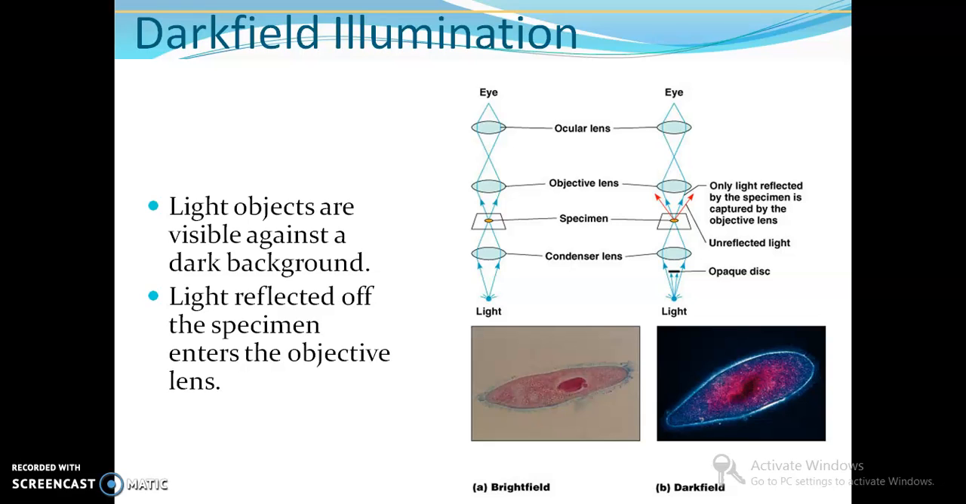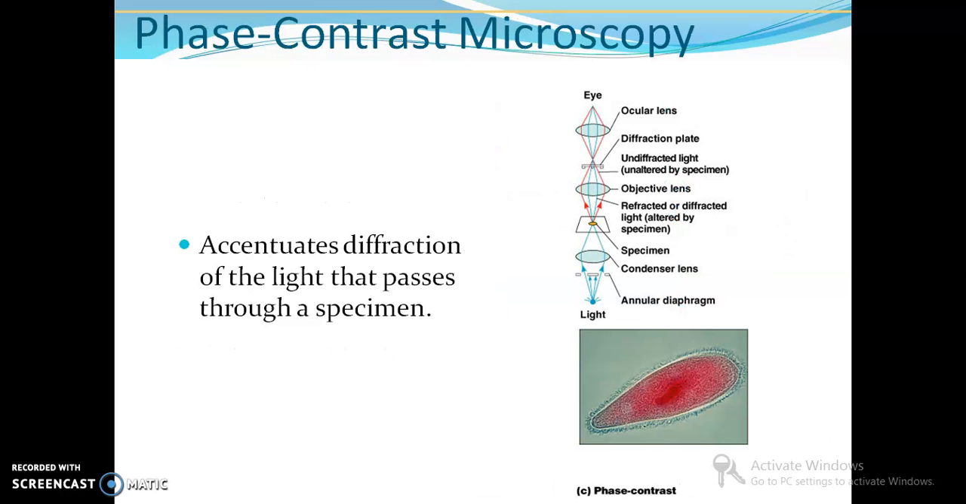In dark field microscopy, a special condenser is used so that only light reflected off the specimen enters the objective. The appearance is of a brightly lit specimen against a dark background, often with better resolution than that of bright field microscopy. You can observe the difference between the dark field microscopy and bright field microscopy.